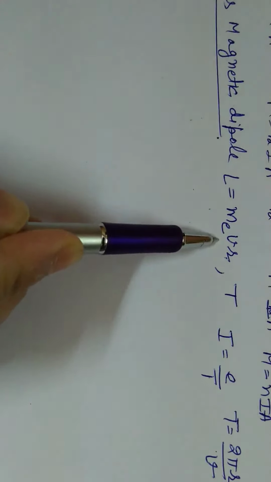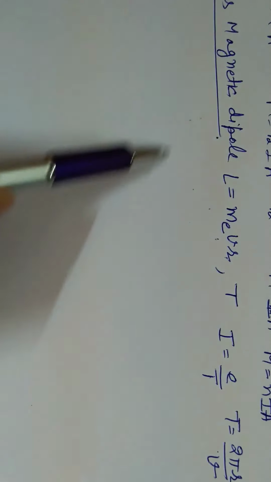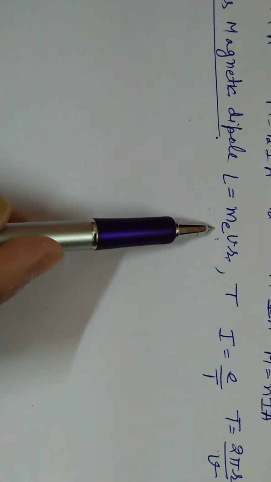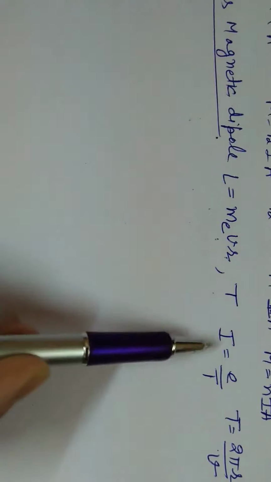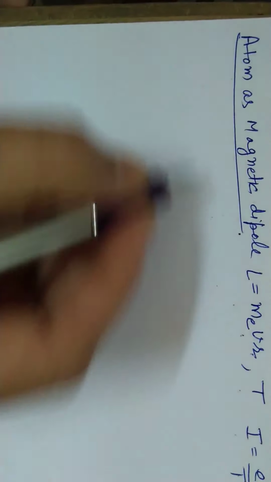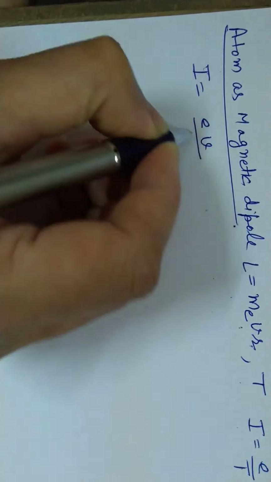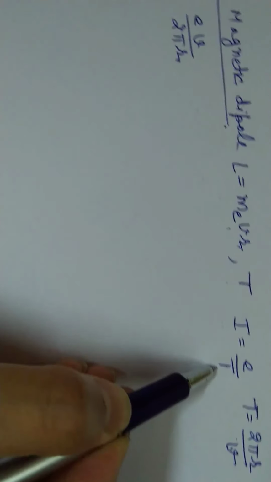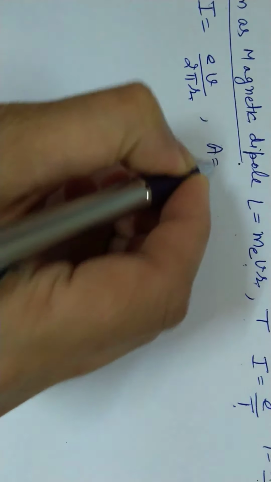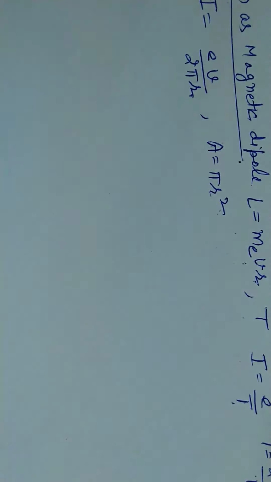Angular momentum, because when the atom is rotating in a circular orbit, it has angular momentum. T is the time period, current is charge upon time. Then how do we calculate this? The value of current becomes ev upon 2 pi r when we put this value of time period here, and the area of the circular orbit is pi r squared.